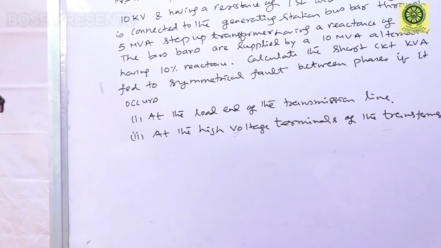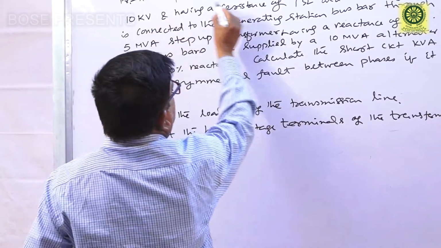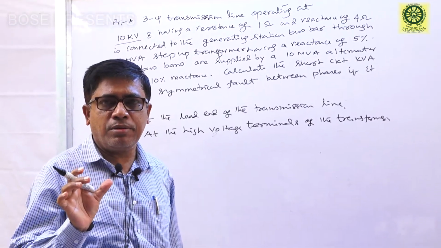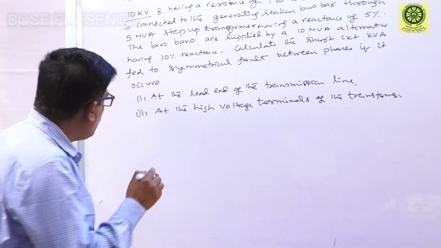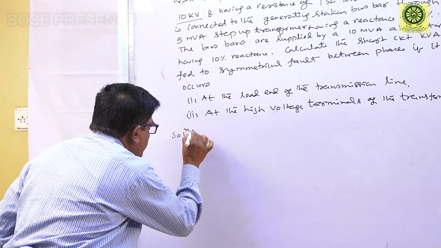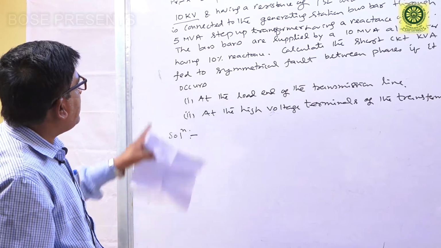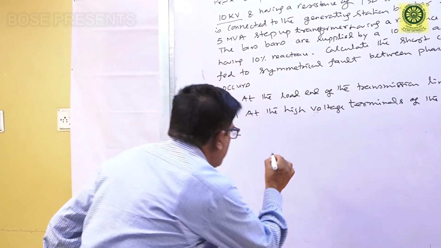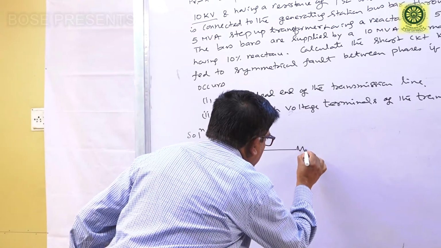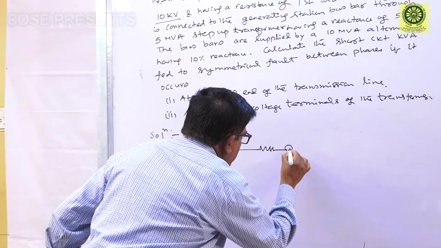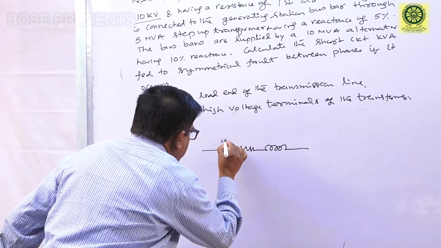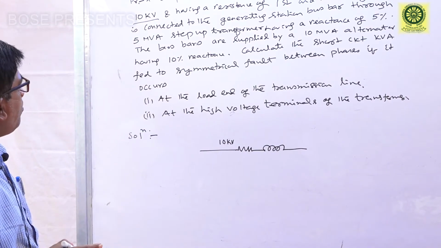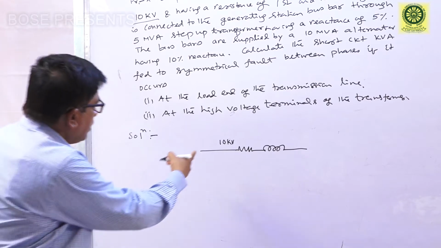A 3-phase transmission line operating at 10 kV. So the transmission voltage is 10 kV. Fine. So this is your solution. And this line is having a resistance of 1 ohm and a reactance of 4 ohm. So this is your transmission line, having a resistance and reactance. It is operating at 10 kV.